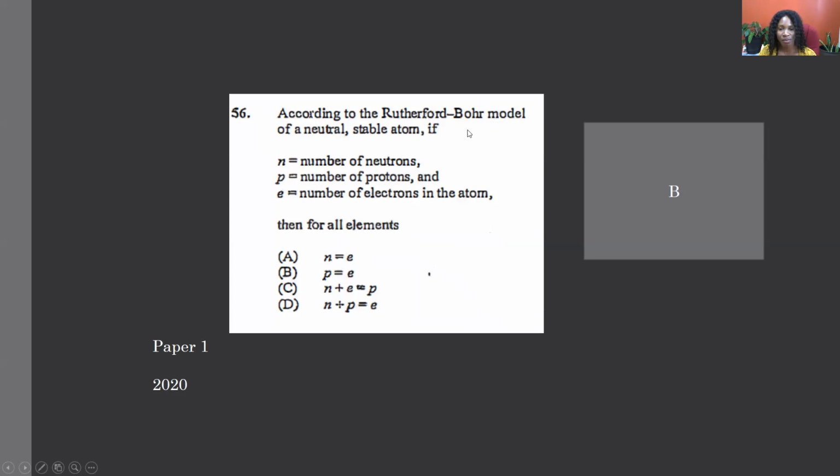According to the Rutherford-Bohr model of a neutral stable atom, if N is the number of neutrons, P is the number of protons, and E is the number of electrons in the atom, then for all elements, remember we said that if we are in a neutral stable state, then the number of protons must equal the number of electrons. That is, the set of positive charges must cancel out the set of negative charges, and so the answer would be B.